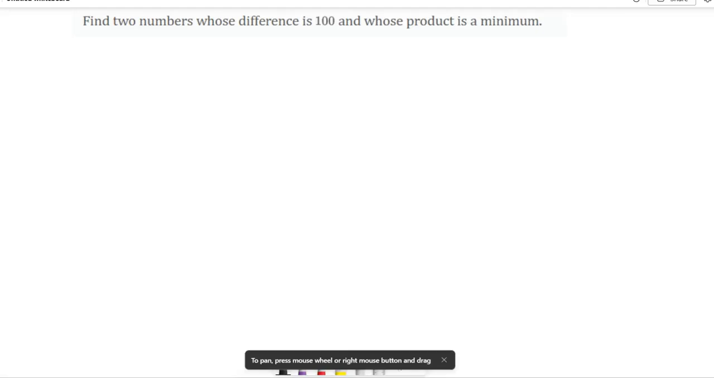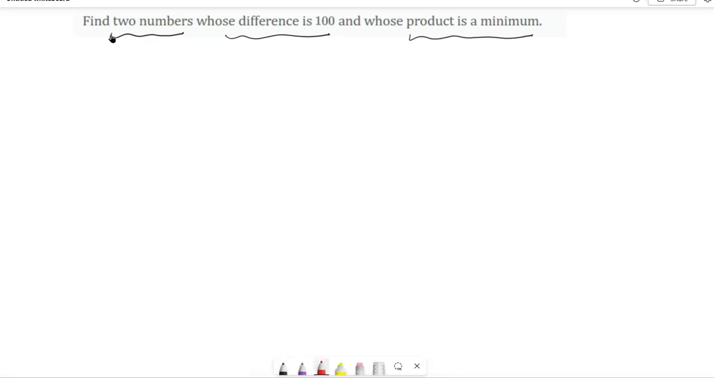Here we have an optimization problem. It says find two numbers whose difference is 100 and whose product is minimum. So whenever you read an optimization problem like that, you need to figure out a few things. What do we need to find? We need to find two numbers. We don't know their names, so let's name them X and Y.